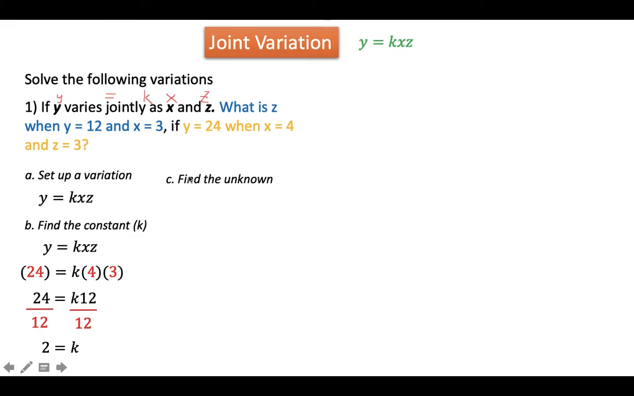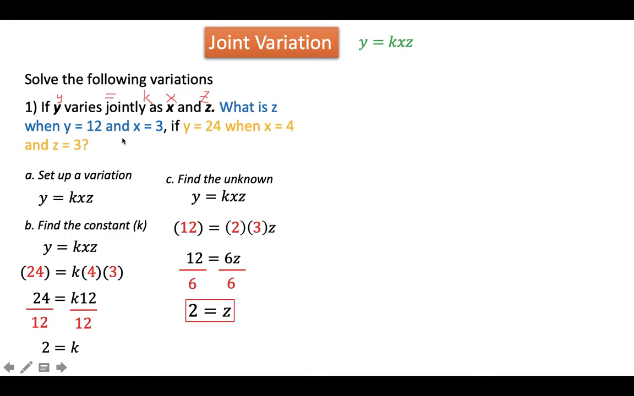Then finally, we can now find the unknown. Using this blue set of given, and using the same variation, our y is 12. Our k here is already obtained, which is 2. Then our x is from the given, 3. Then our z here is the unknown. Okay, so simplify 2 times 3, that is 6. Write down z and 12. Divide both sides by 6 to isolate z. So z is written down. 12 divided by 6 is 2.